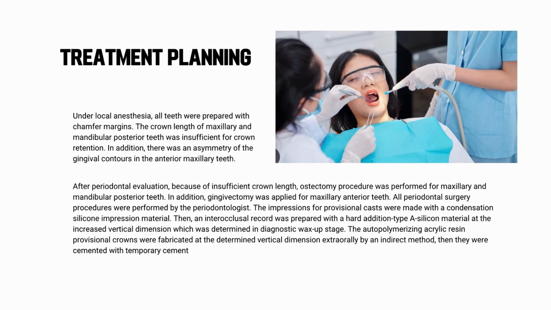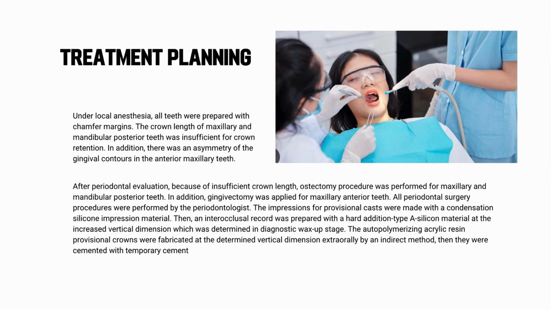Treatment planning. Under local anesthesia, all teeth were prepared with chamfer margins. The crown length of the maxillary and mandibular posterior teeth was insufficient for crown retention. In addition, there was an asymmetry of the gingival contours in the anterior maxillary teeth. After periodontal evaluation, because of insufficient crown length, an ostectomy procedure was performed for maxillary and mandibular posterior teeth. In addition, gingivectomy was applied for maxillary anterior teeth. All periodontal surgery procedures were performed by the periodontologist.